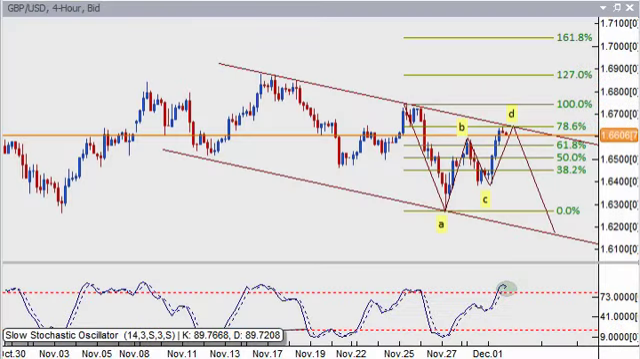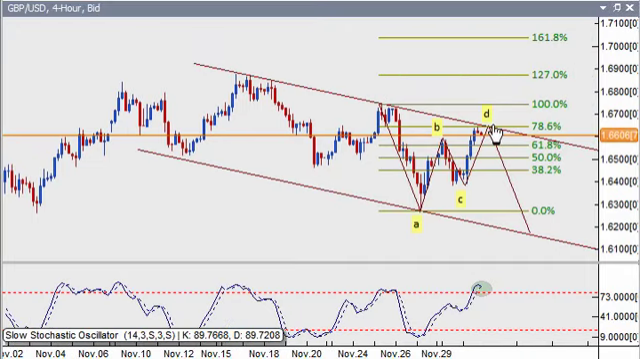The first pair we're going to look at is the pound dollar pair. We see a completion of a Gartley or ABCD retracement pattern that ended at 78.6%. Although I would say these aggressive bullish candles are a little concern, if we do see topping action here, we may have a follow through on this setup. Now the stochastic also is overbought, showing some signs of crossing back. So this pair, in the 4-hour time frame, has a bearish outlook.